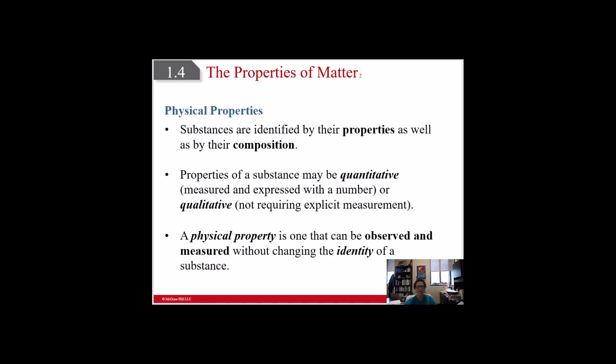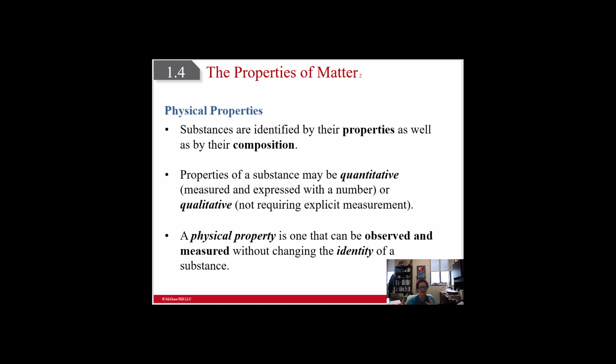So physical properties are what we use to identify substances by, okay? And you can use composition as well, which means what atoms are actually put together, but the properties a lot of times are easier to test for in the real world. And so properties could be quantitative, that is, we measure and we express a certain number, or it's qualitative, whereas it's pink or it's blue or it smells funny or whatever.